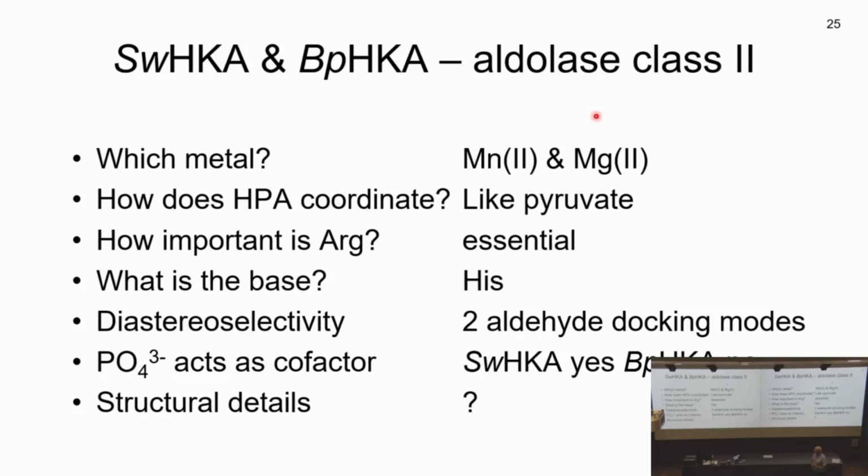It's again histidine as a base. For the diastereoselectivity, we found a good reason why C4 is not perfectly controlled, because the aldehyde can dock in two different manners in the active site. And then, of course, the nucleophile will attack from the different sides. And we have found, hopefully, the reason why phosphate can be a cofactor in one enzyme and is not a cofactor in the other one.